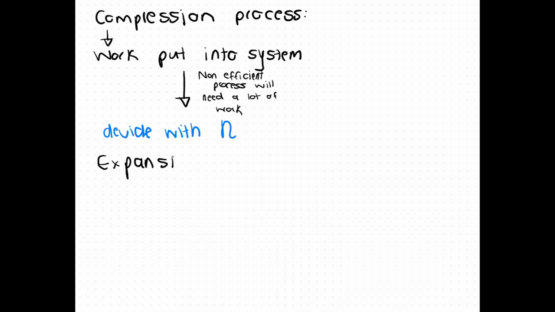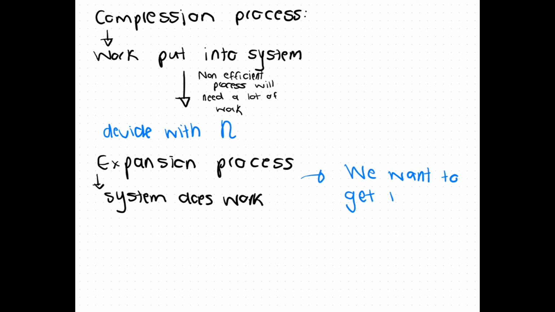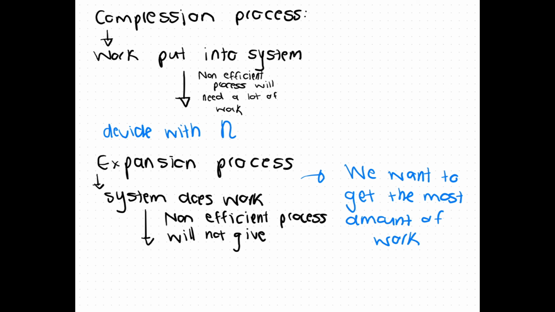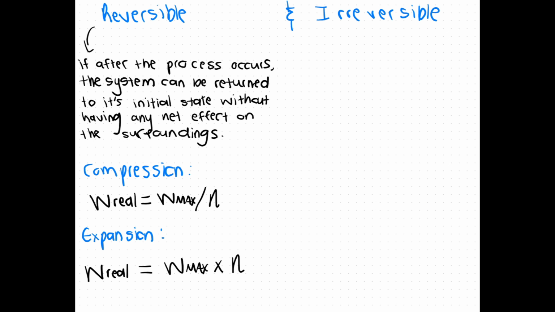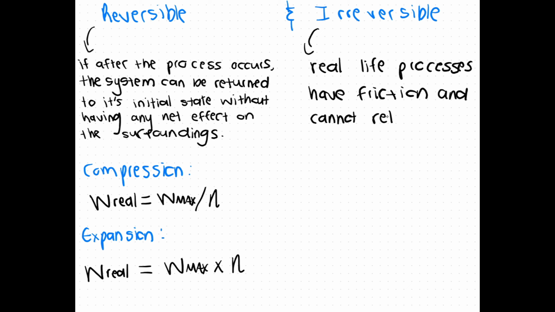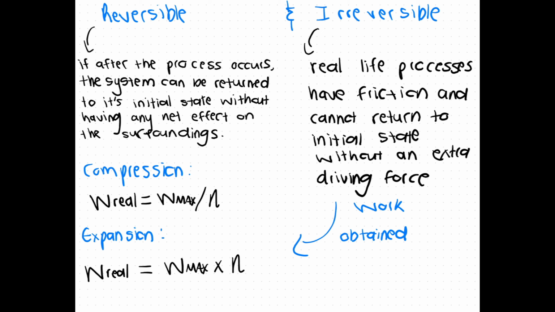The opposite is true for expansion. If we want our system to expand, our system does work. Thus, we get work out of our process. If our process is 100% efficient, we would get the most work. Thus, if our system is not efficient, we should multiply our work with the efficiency percentage, making the work less and thus less efficient. In real life, we have irreversible processes because real-life processes have friction. The work obtained is always less and the work needed is always more.